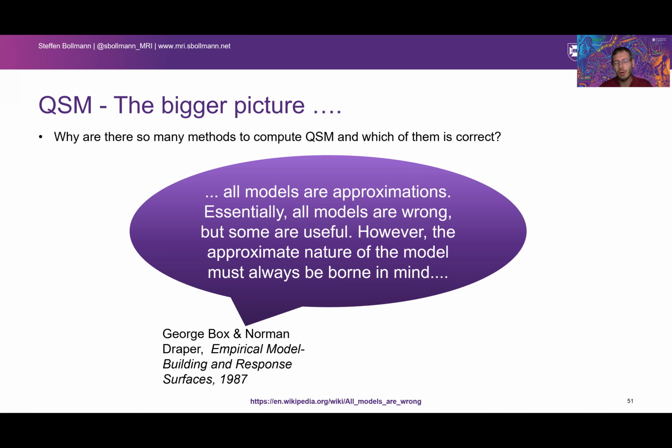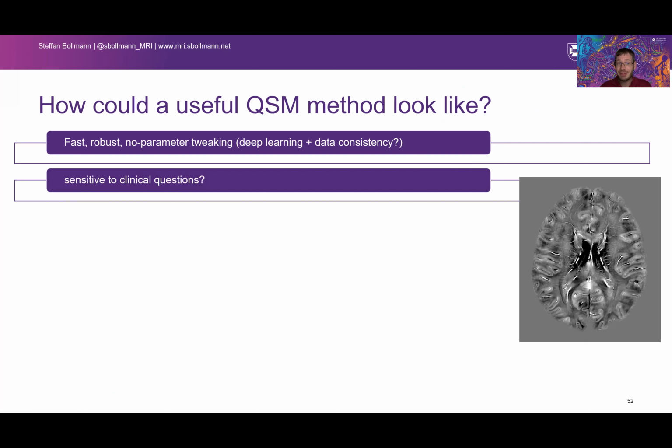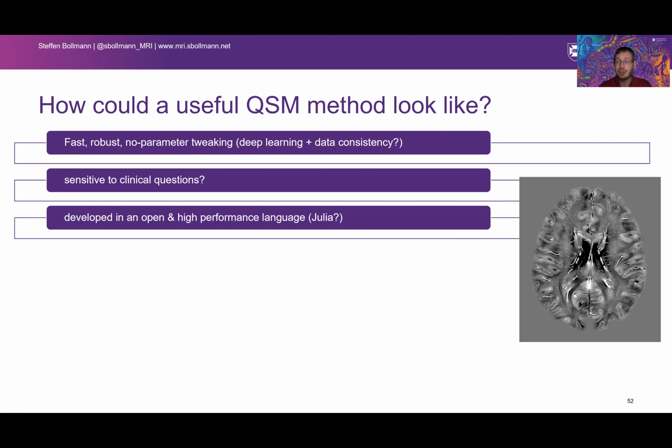So let's look at it. What could be a really useful QSM method in my opinion? To me, it should be fast, should be robust, and there should be no parameter tweaking. So maybe deep learning with data consistency gets us there. I don't know. It should be sensitive to the clinical question. As I already said, all algorithms are probably doing that. The problem is that these algorithms are very difficult to use in a clinical setting. They are cumbersome, they need different languages, and it's just not so nice to use. That is probably much harder than just getting the correct result.